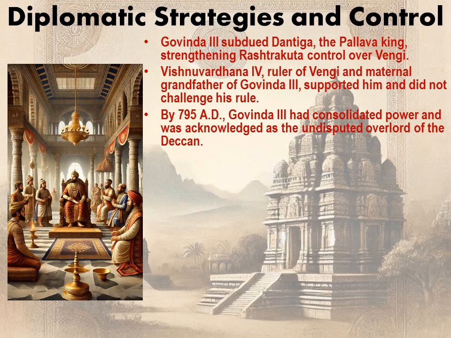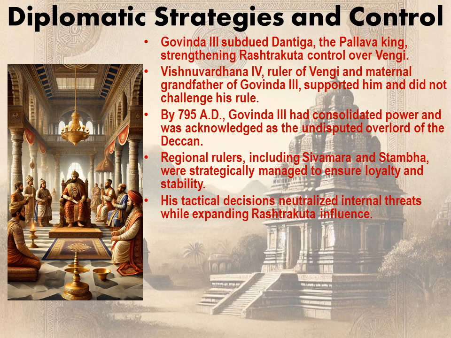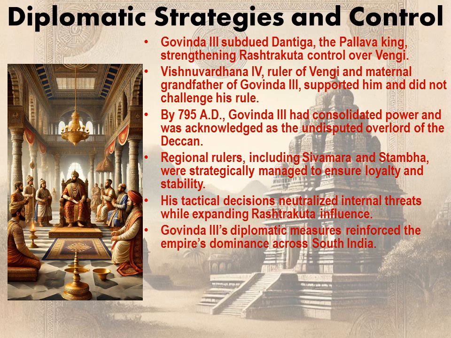and was acknowledged as the undisputed overlord of the Deccan. Regional rulers, including Shivamara and Stambha, were strategically managed to ensure loyalty and stability. His tactical decisions neutralized internal threats while expanding Rashtrakuta influence.